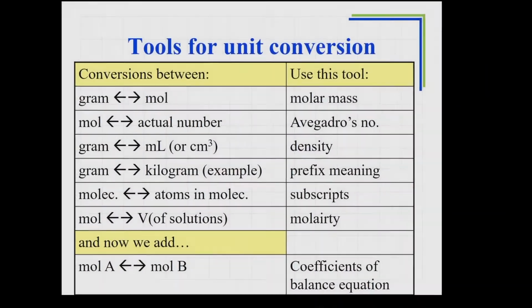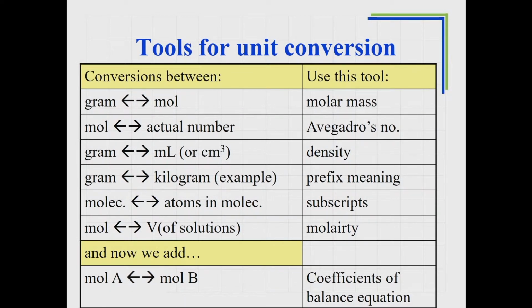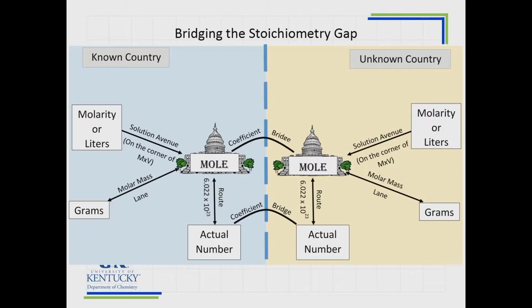Now, I've taken those conversions that we see here in this table and I've put it into a map, because to be able to solve our problems, we have got to be given one thing about a chemical reaction and we're asked to go somewhere else in that chemical reaction. And we can follow this map. So, let's just look at the map. Known country is what you've been given.